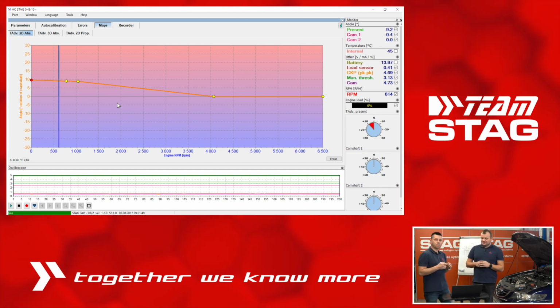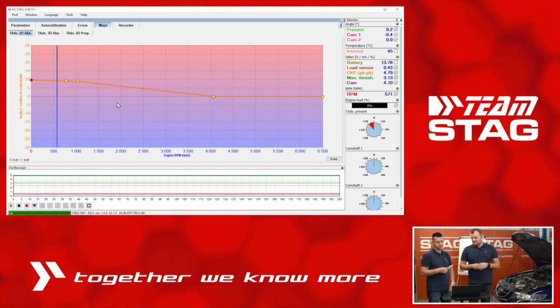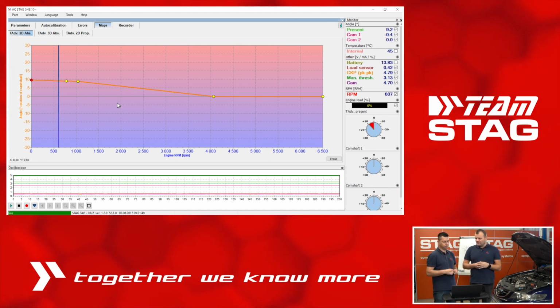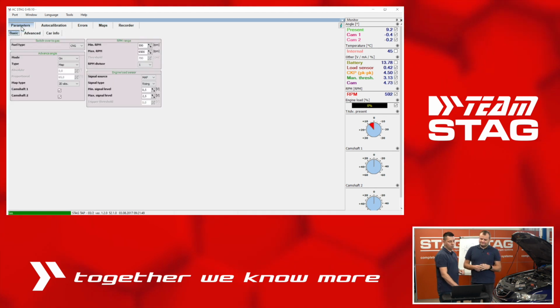Exactly. As on the graph, we should find the place to move the ignition point to have better efficiency in relation to the pressure in the cylinder. And this is the effect of what we are doing.